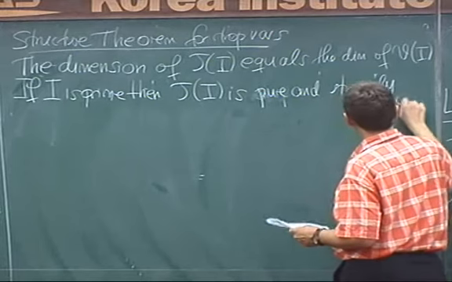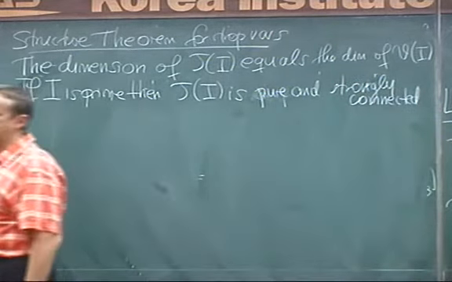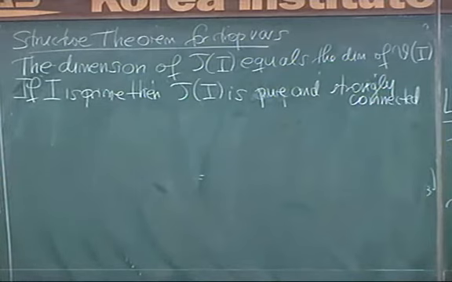Okay, so what does this mean? Well, suppose you have a variety of dimension d in projective n space. Pure means that each maximal cell has the same dimension. So a pure complex means that each maximal polytope or polyhedron has the same dimension. Okay, it's a pure complex.